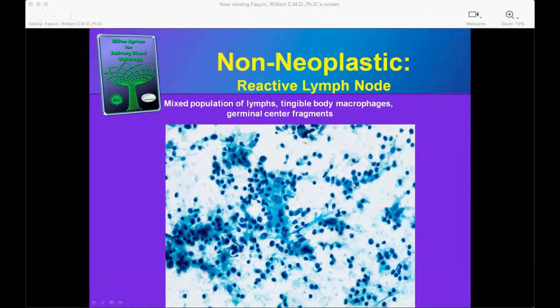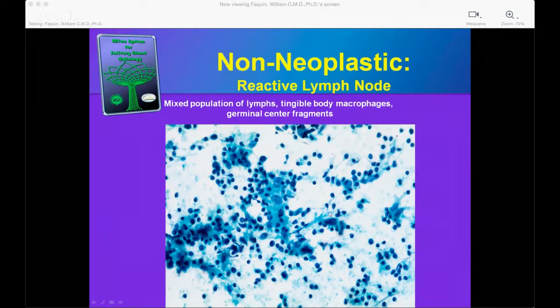And this is an example of an FNA of a reactive lymph node where you typically have a mixed population of lymphocytes in the background, a majority of which are small, mature appearing lymphocytes. You'll have some tingible body macrophages present here. And you may see germinal center fragments present in your sample. These are all features that we associate with reactive lymphoid conditions.